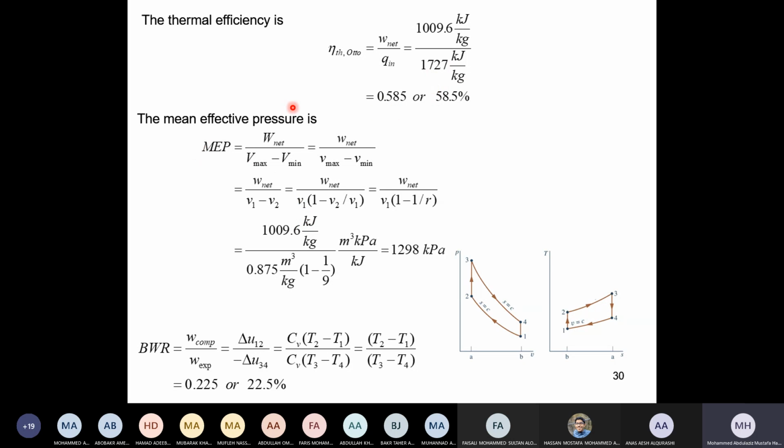The mean effective pressure is defined as W net over V maximum, which is V1, minus V minimum, which is V2. Then I can write W net over (V1 minus V2), which is this one here.